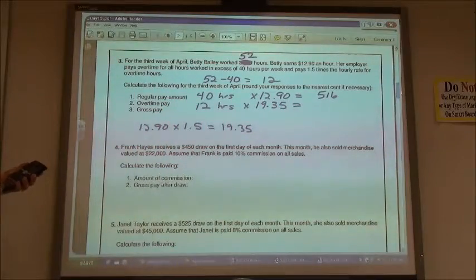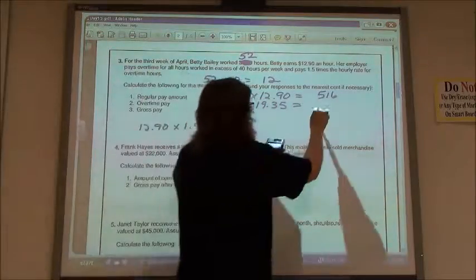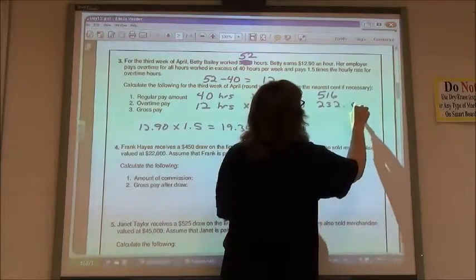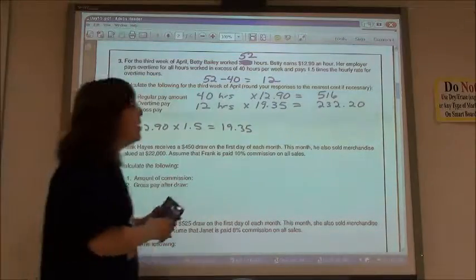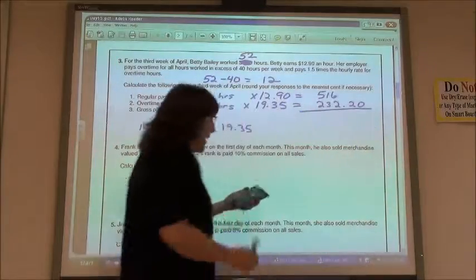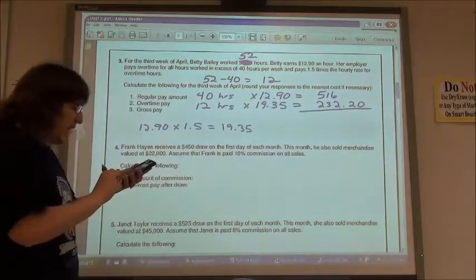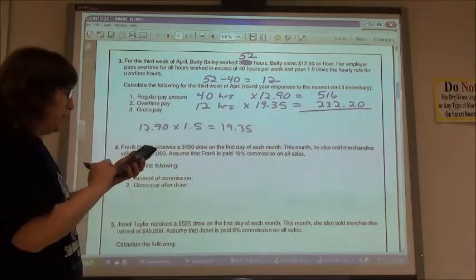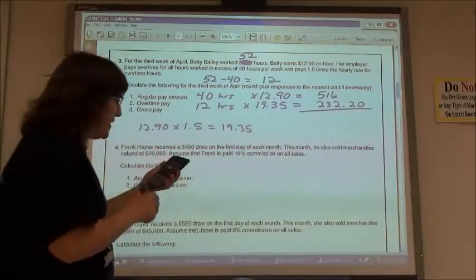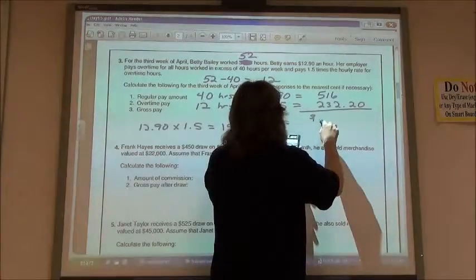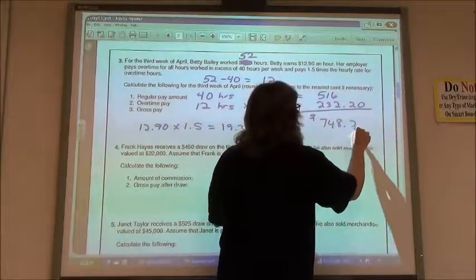So 12 times $19.35 gives me $232.20. So for his gross pay, we're going to add those two amounts together. So $516 plus $232.20 gives me $748.20.